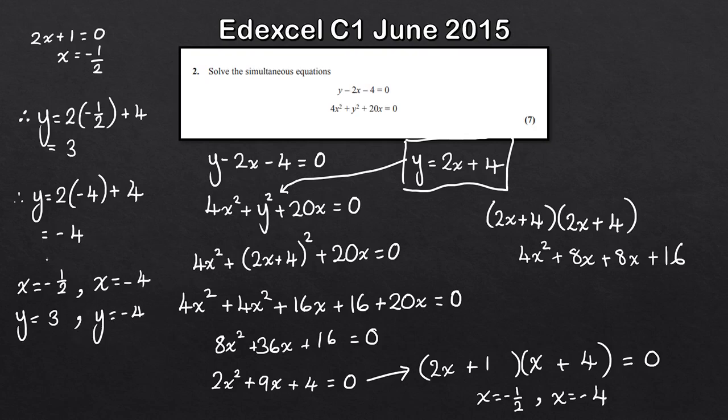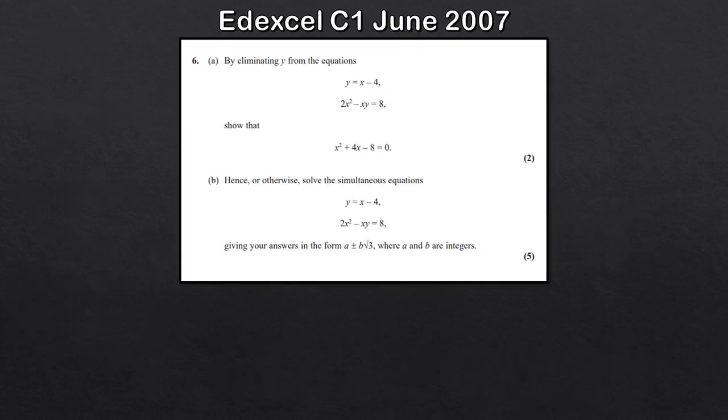Okay, so them are our solutions here. So this is what you should get here for your final solution. So that's your 7 marks there for question 2. And let's move on to the final one here then.